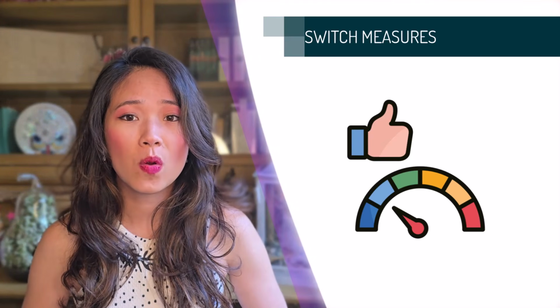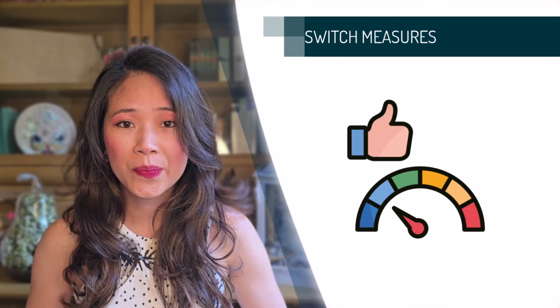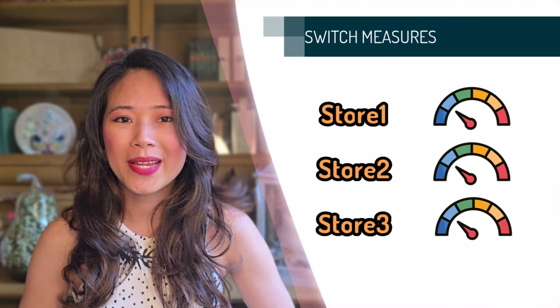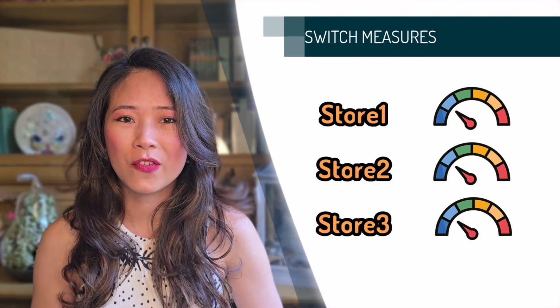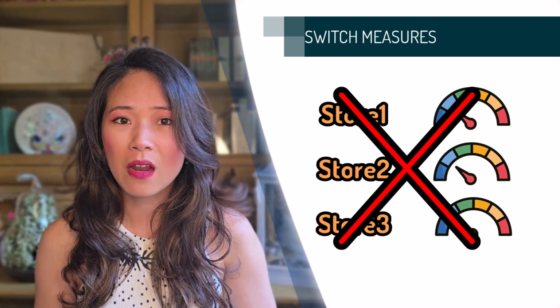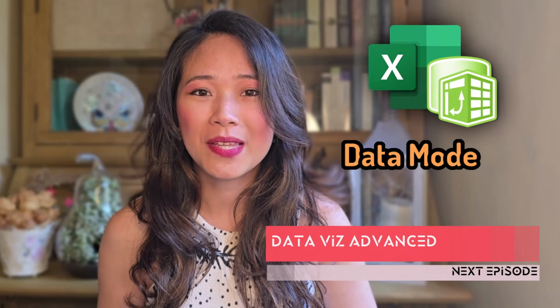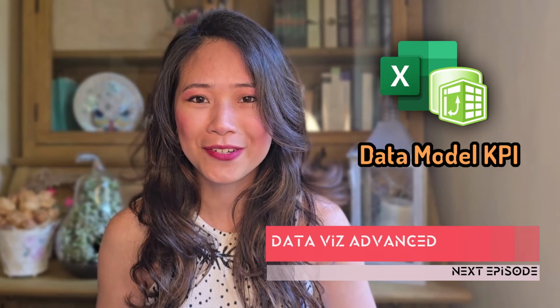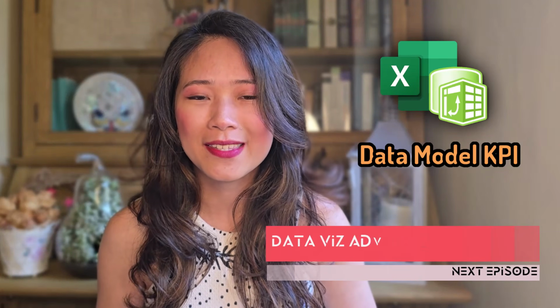Now, what happens when we add more complexity to our visual, like breaking down the analysis by store? Well, creating a separate custom gauge chart for every single store would quickly become messy and unmanageable. So in the next video, we will explore a smarter, more scalable solution using the KPI features inside the Excel PowerPivot data model. It is perfect for slicing and comparing data across multiple dimensions.